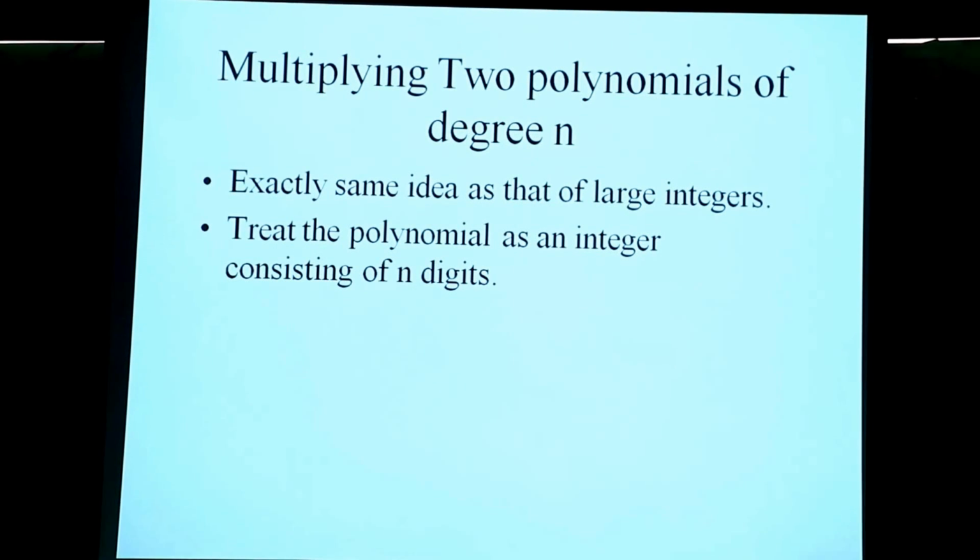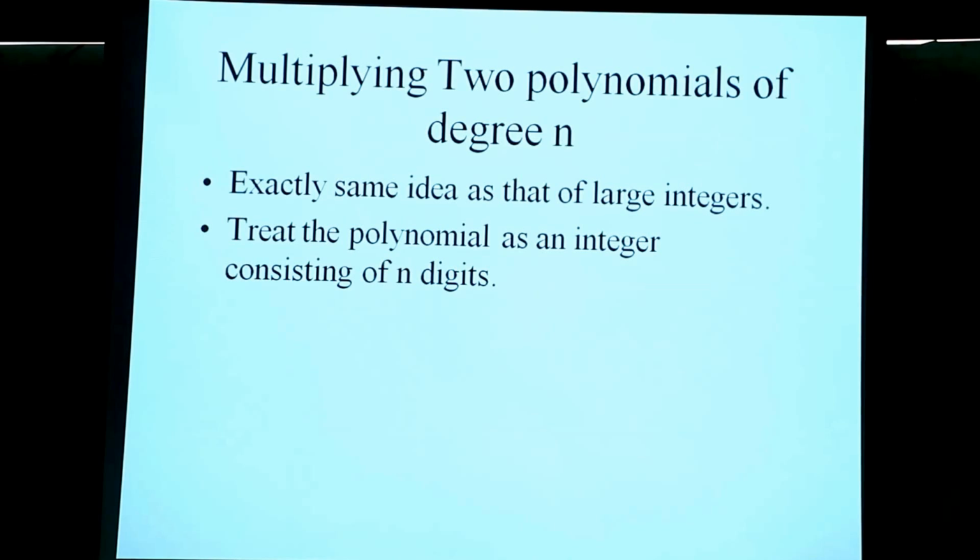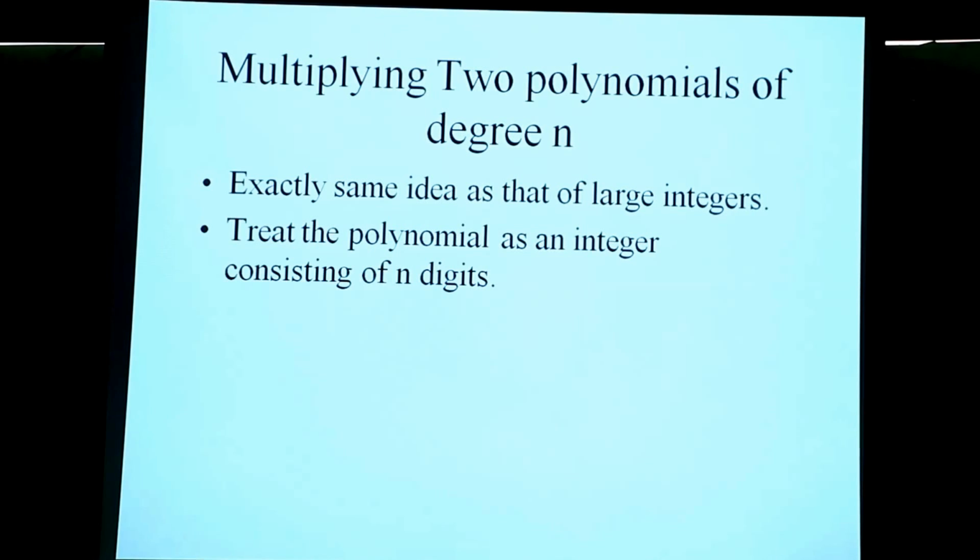I have shown you the correspondence between an integer with n digits and a polynomial with n coefficients. I will not go into that, but just a mention that the procedure is exactly the same idea. So treat the polynomial as an integer consisting of n digits and just do exactly the same thing. Break it up into two halves, n by 2, the left half, right half, etc.